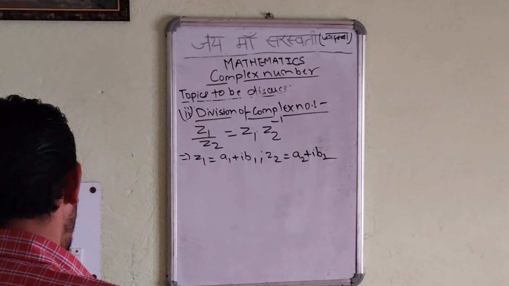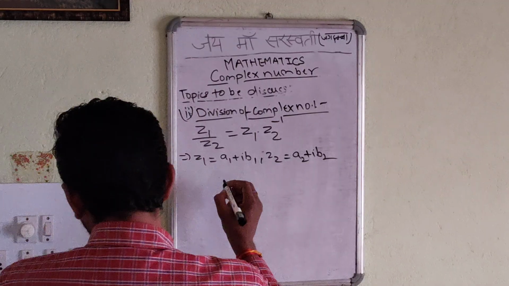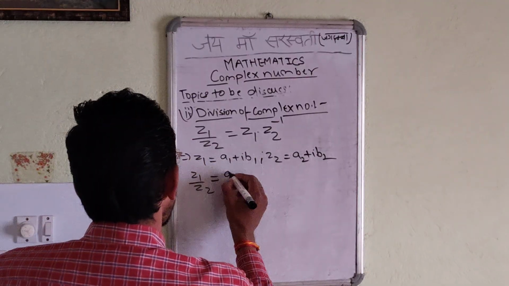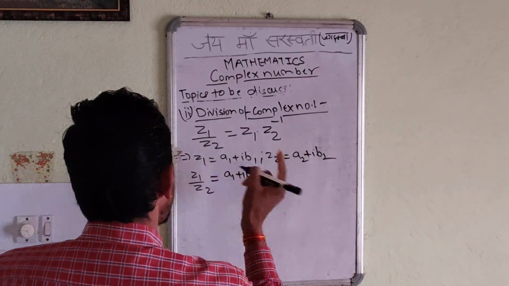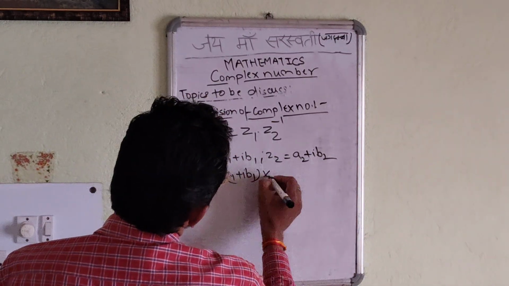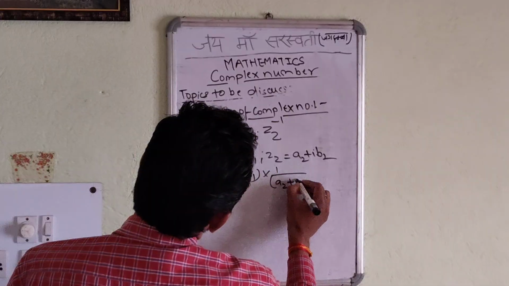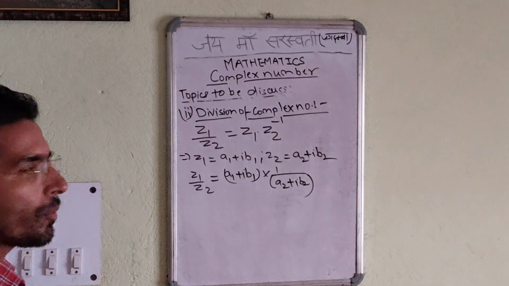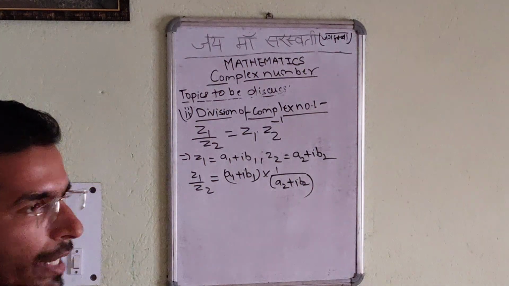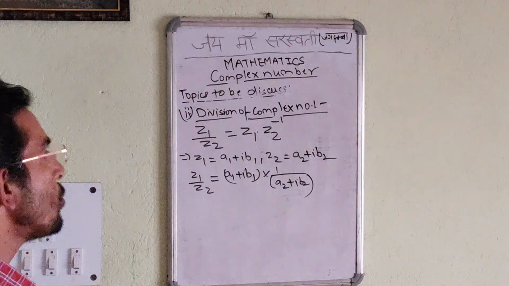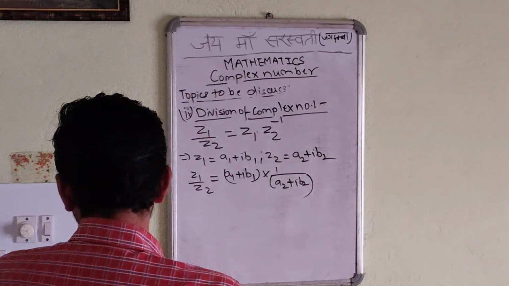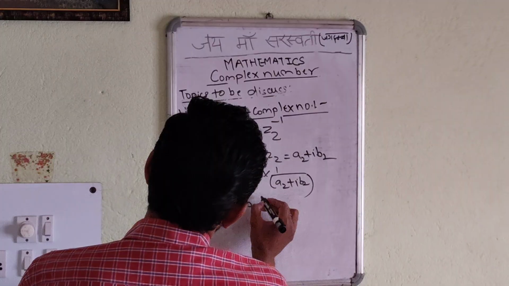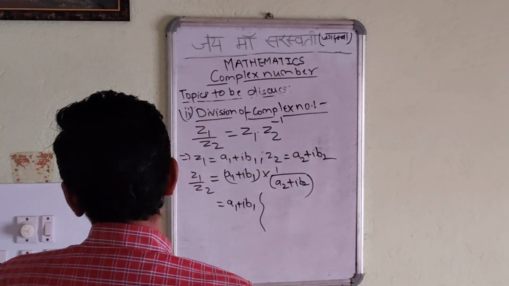And we had seen here z1 by z2, that is (a1 plus ib1) by (a2 plus ib2). We can write z1 into 1 by z2, that is (a1 plus ib1) into 1 by (a2 plus ib2). Understood? So z1 by z2 is equal to (a1 plus ib1) into the inverse, that is 1 by (a2 plus ib2).